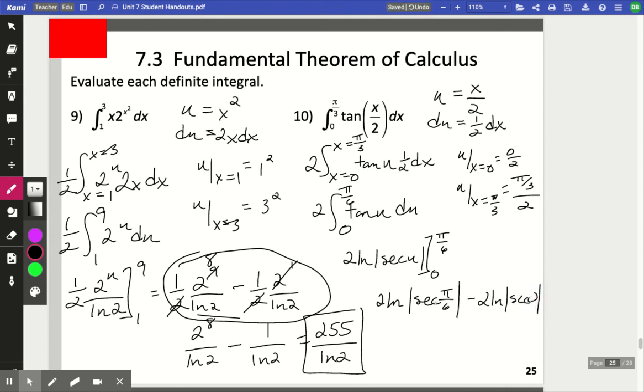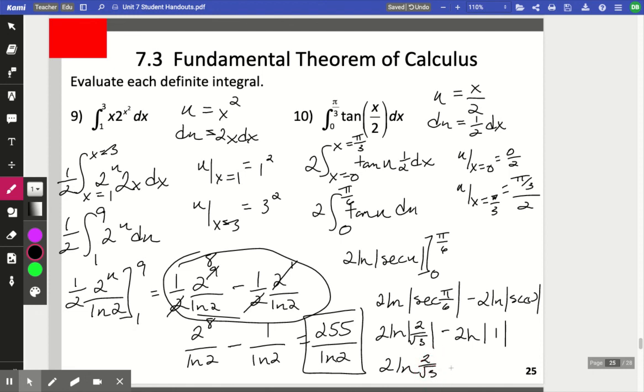Well, now we need to simplify with some unit circle. So the secant of pi over 6, remember the secant is the reciprocal of cosine, right? So cosine of pi over 6 is root 3 over 2. So this would be 2 times the natural log of 2 over root 3, minus 2 times the natural log of the secant of 0. The secant of 0 is 1, right? Because it's the reciprocal of cosine. Now, the natural log of 1 is 0. So this second term becomes 0. So we just get 2 times the natural log of the absolute value of 2 over root 3. But remember, absolute value is not necessary because 2 over root 3 is positive.